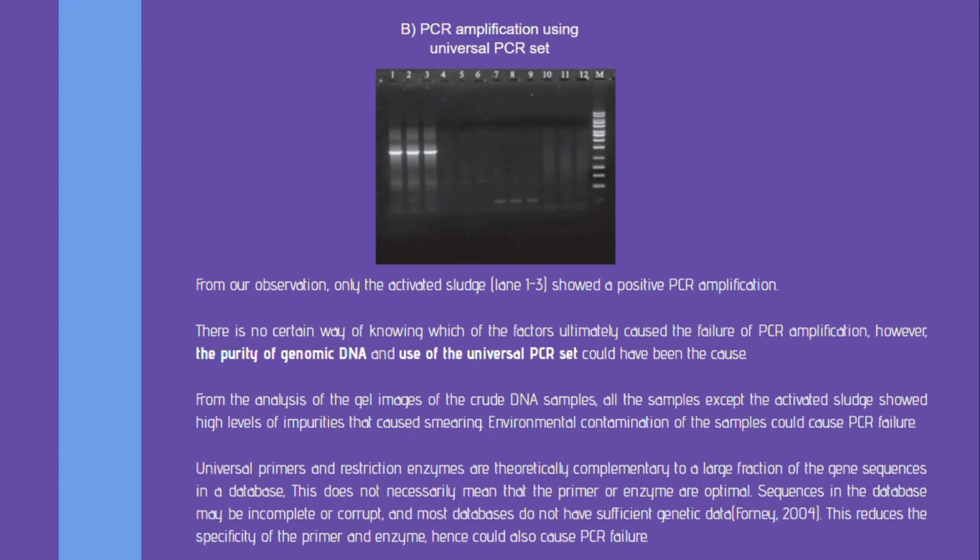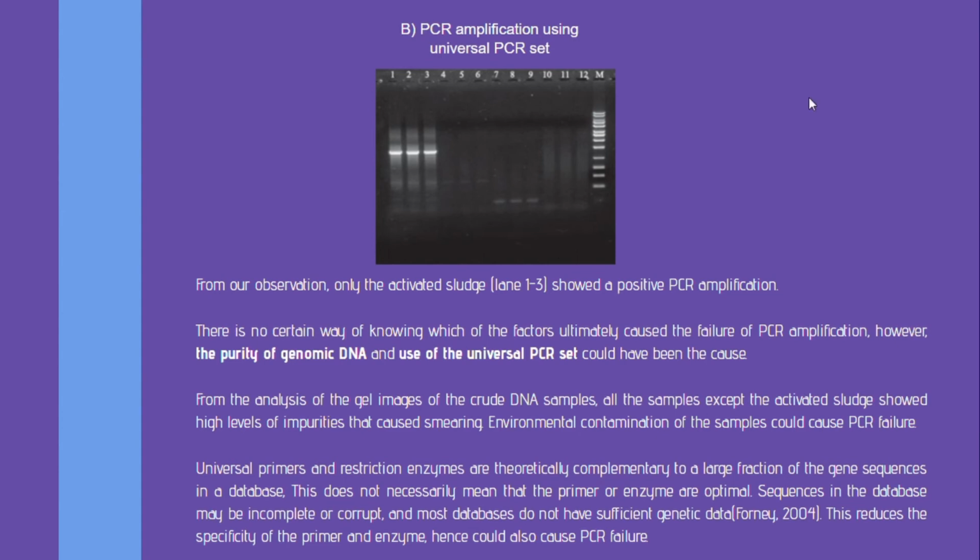From the gel images of the PCR amplification, it is found that only the activated sludge had a positive PCR amplification, whereas the rest failed. This could be explained by either the purity of the genomic DNA or the use of the universal PCR set. From the analysis of the crude DNA extract earlier, the activated sludge showed the least amount of impurities, which could have led to it being the only successful PCR amplification. There were high levels of impurities for all the other samples, which may have disrupted the PCR process.